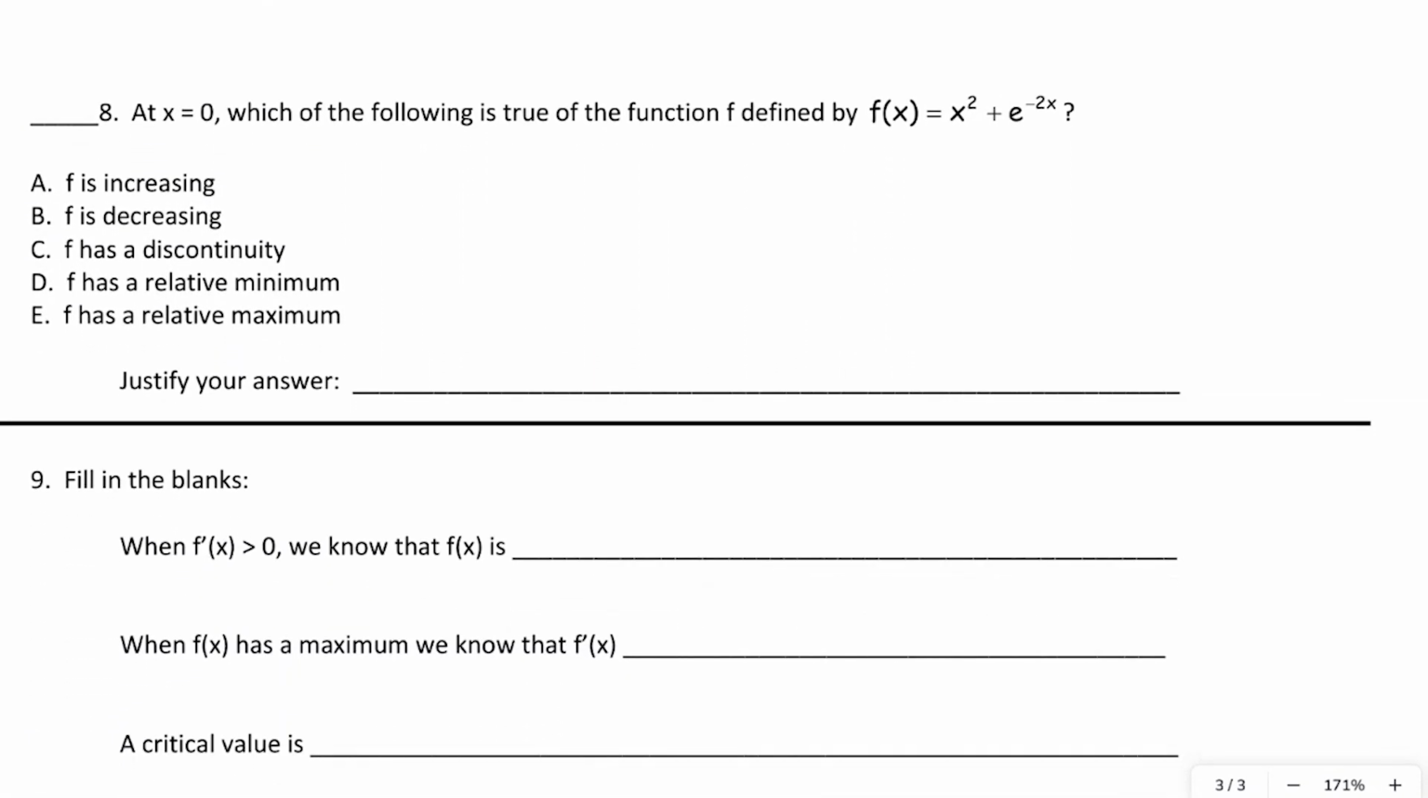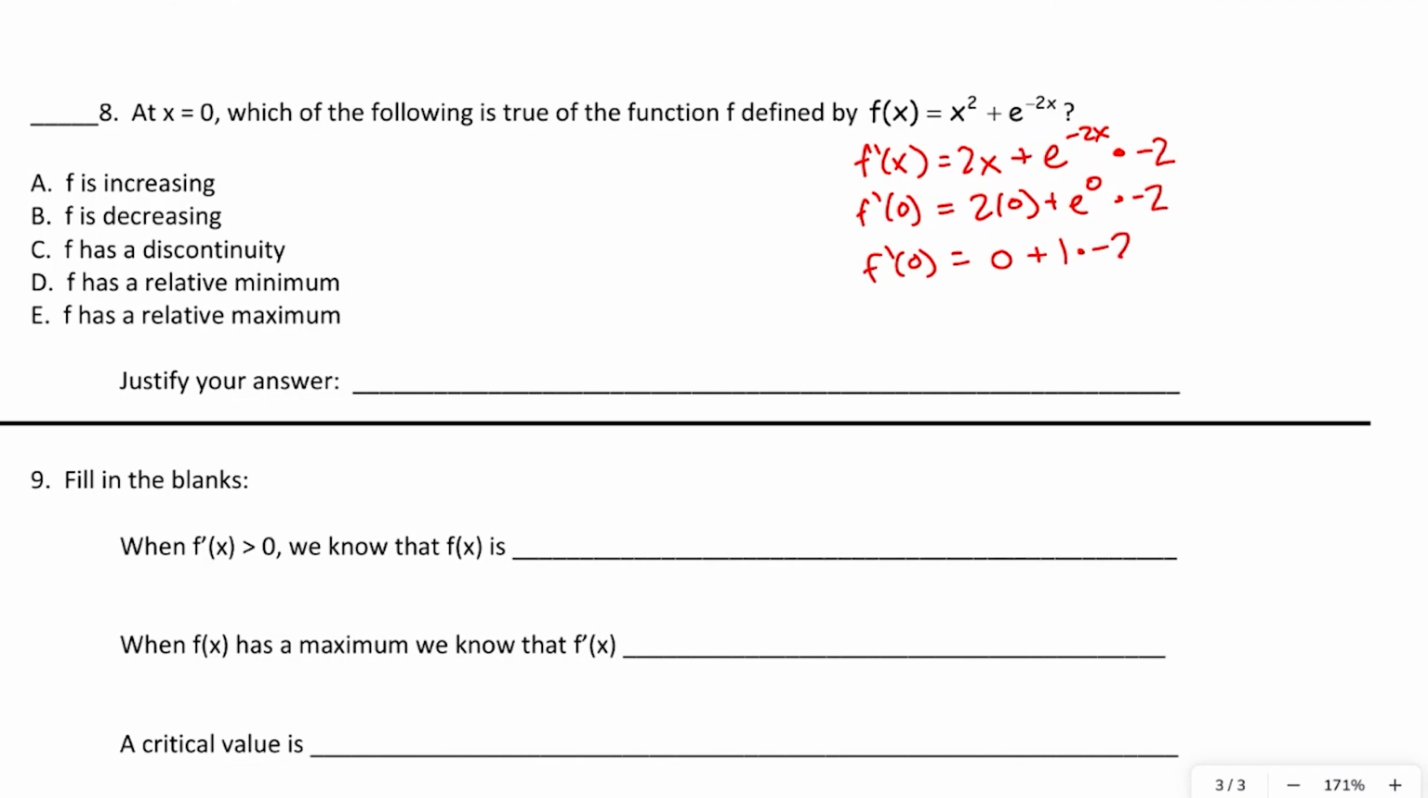Number 8, it says at x equals 0, which of the following is true about this function? So what we need to do is find the derivative. Plus e to the negative 2x times the derivative of negative 2x, which would be negative 2. So if I want to know what's happening at 0, if I plug in 0, you get 2 times 0 plus e to the 0th power. Anything times 0 is going to be 0, times negative 2. So I've got 0 plus 1 times negative 2. So that's going to be negative 2.